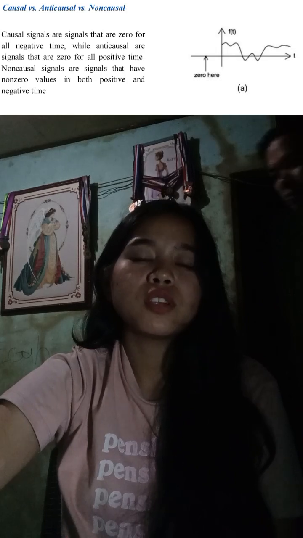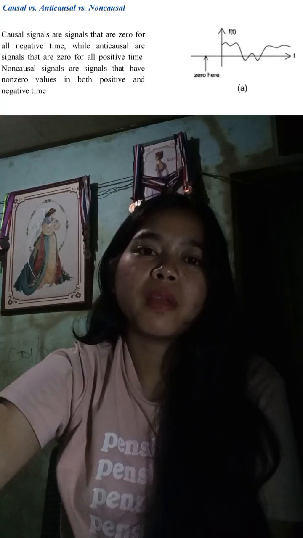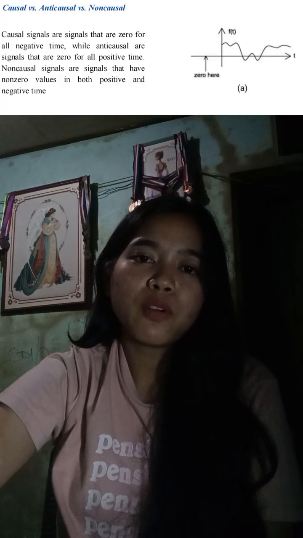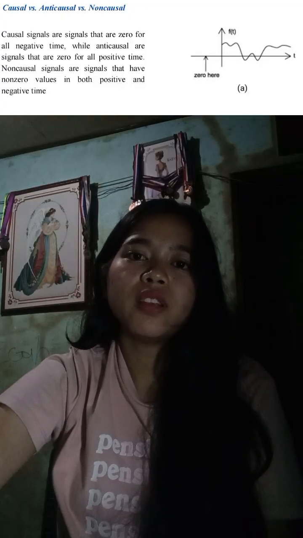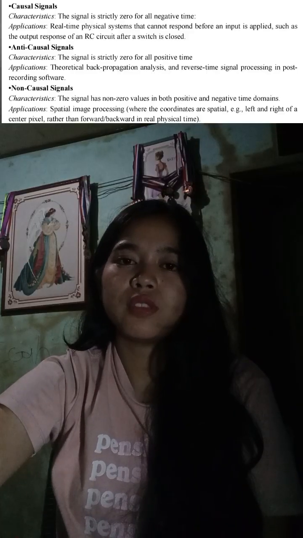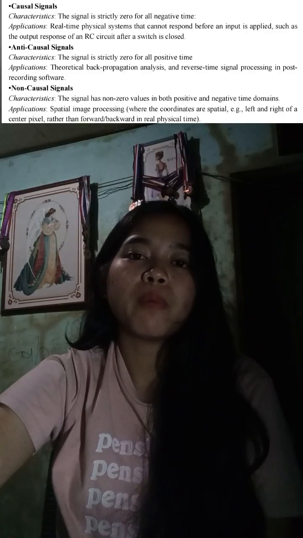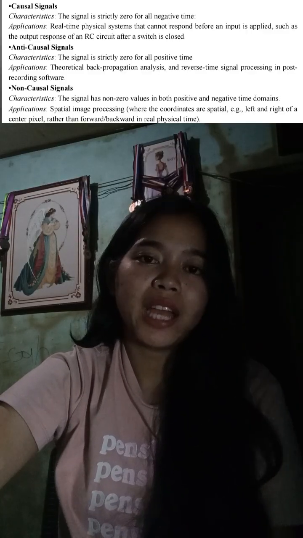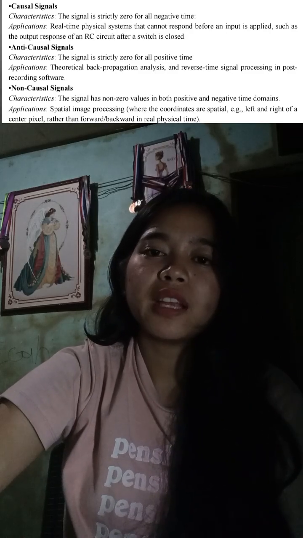Next, we have the causal versus anti-causal versus non-causal signals. Now, let us discuss how signals behave relative to the time zero reference. First we have the causal signals. Causal signals are signals that are strictly zero for all negative time. This applies in real-time physical systems that cannot respond before an input is applied, such as the output response of an RC circuit right after a switch is closed.